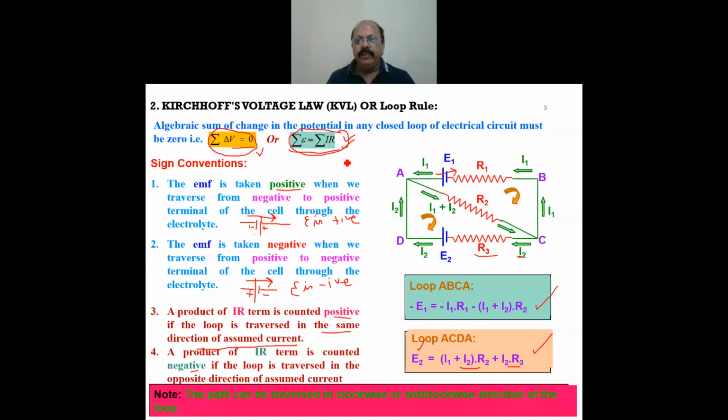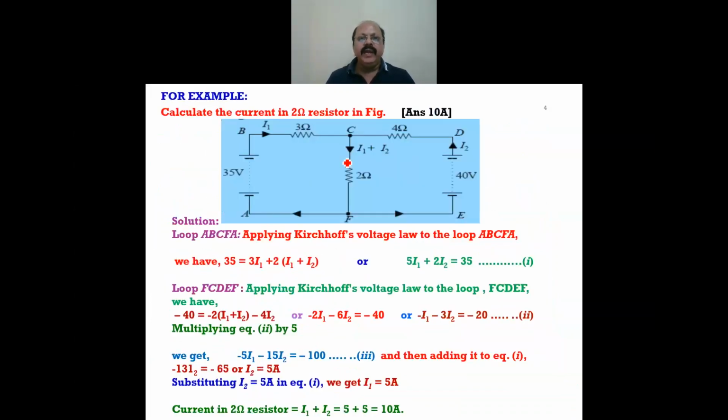Now we take one numerical so that you can understand the concept clearly. Here one numerical is given: calculate the current through the 2 ohm resistance. Then as I explained for KVL, the same way you have to apply. Here KCL is also applied.